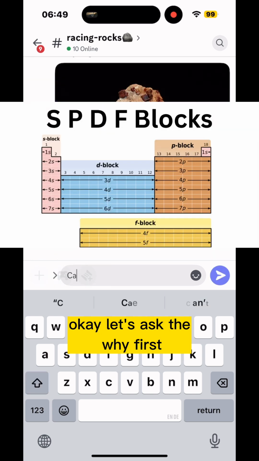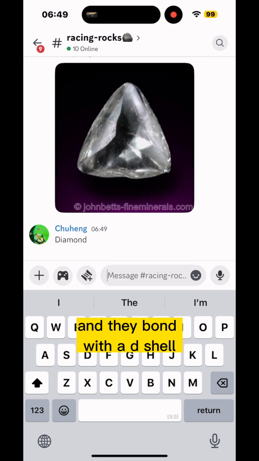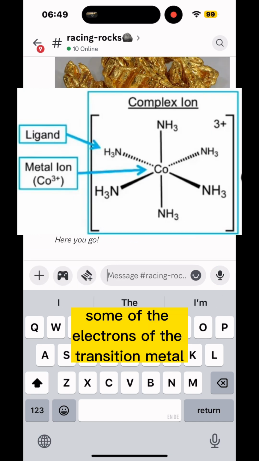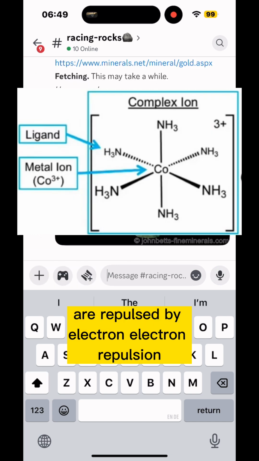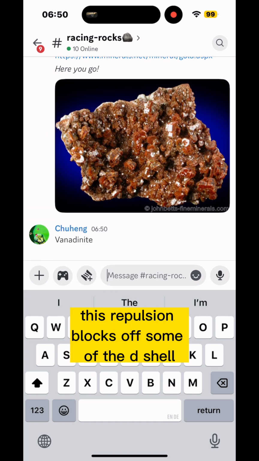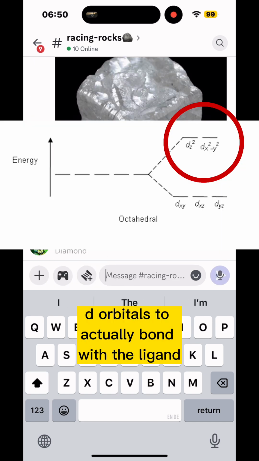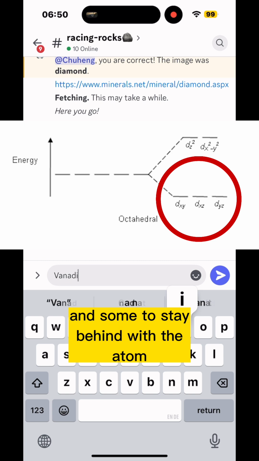Okay, let's ask the why first. So firstly, all transition metals have a d shell and they bond with that d shell. When a transition metal binds with ligands, some of the electrons of the transition metal are repulsed by electron-electron repulsions that occur between the transition metal and the ligand. This repulsion blocks off some of the d shell orbitals from bonding, and therefore that causes some d orbitals to actually bond with the ligand and some to stay behind with the atom.